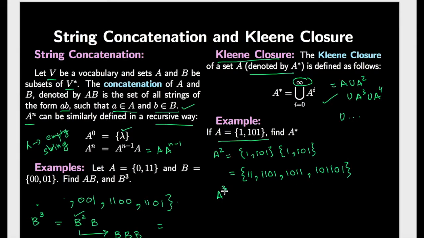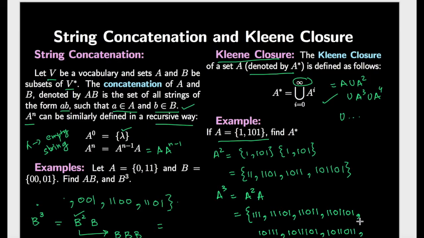Okay, so A cubed is equal to A squared A. So this one first and then this. So 11111101, then 11011, and 1101, then 101, then 10111, then 1011101, then 1011011, then 101101101. Okay.